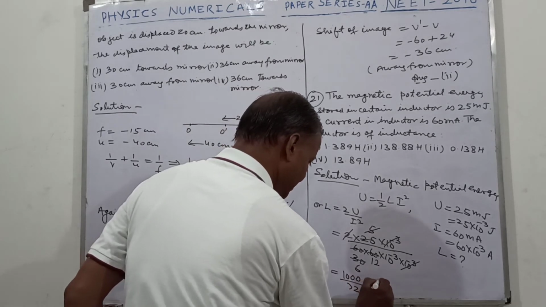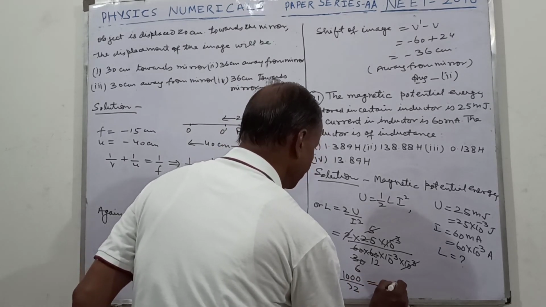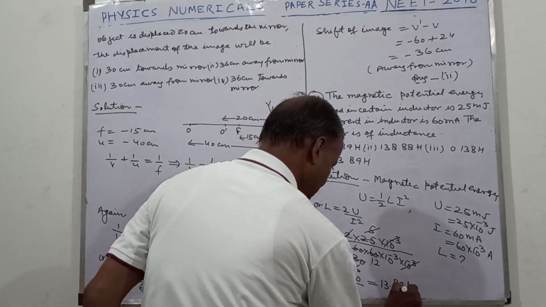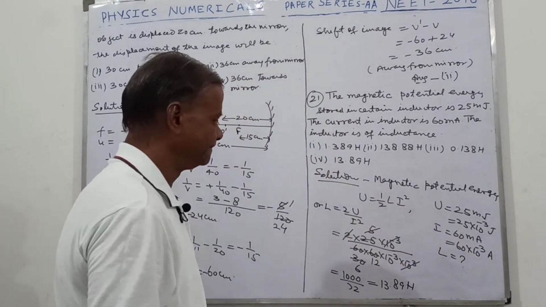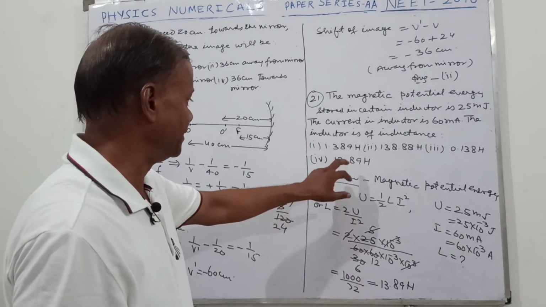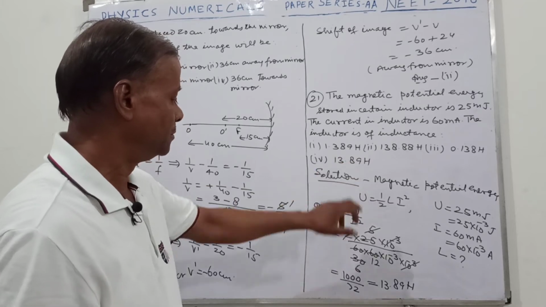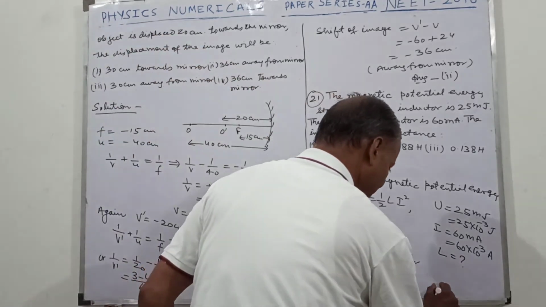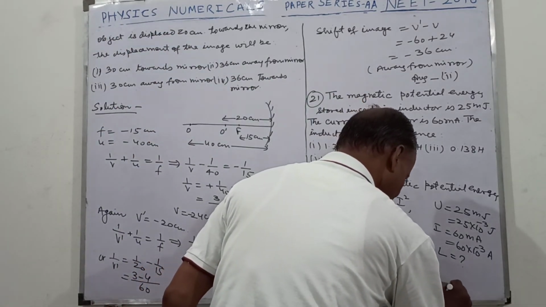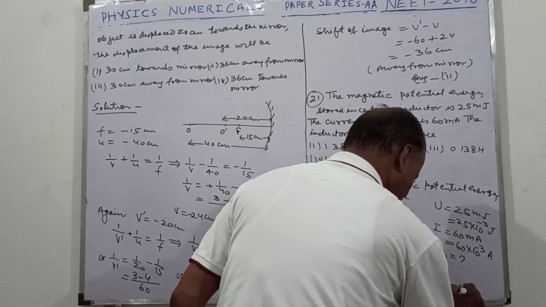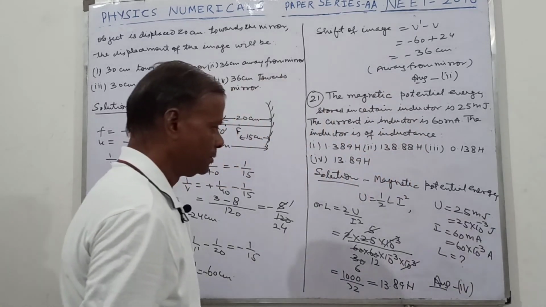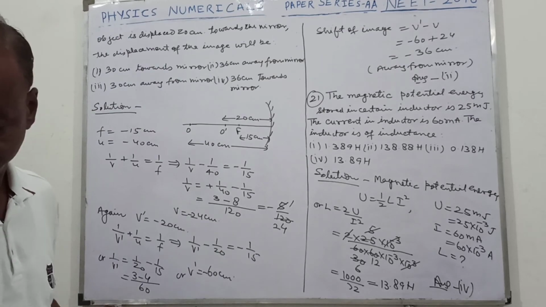So this is 72. And you will find it to be your 13.89 H. This is now the fourth one. So the right option is fourth.